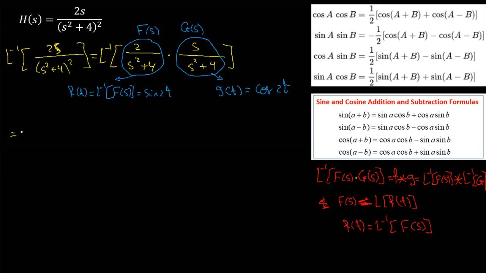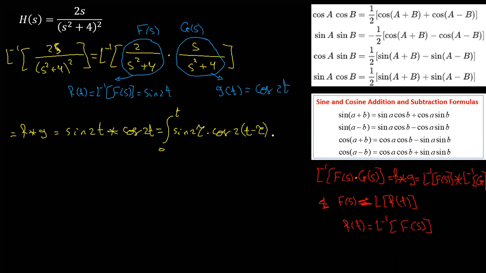The rule said F convolution G, which is the convolution, so let me write it: sine 2t convolution cosine 2t. The convolution is given by the formula integral from 0 to t of sine 2 tau times cosine 2 t minus tau d tau. Am I right by this definition? Now, how to find this integral? By finding this integral, we finish solving the problem and we find the inverse Laplace.